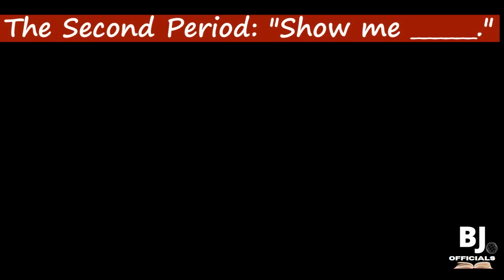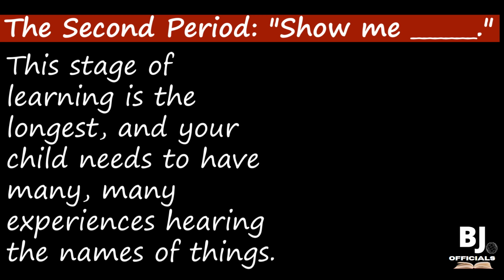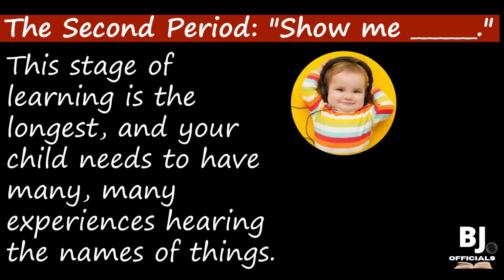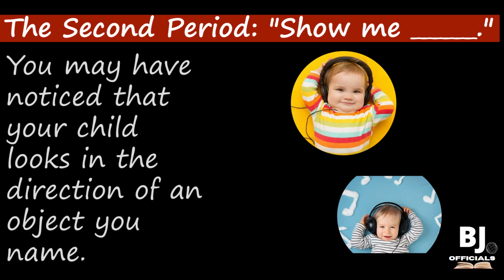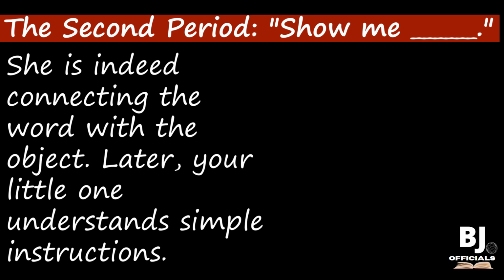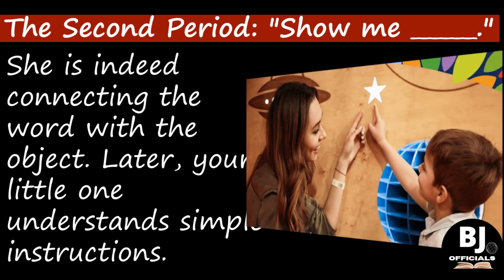The second period is show me. This stage of learning is the longest, and your child needs to have many experiences hearing the names of things. You may have noticed that your child looks in the direction of an object you name. She is indeed connecting the word with the object. Later, your little one understands simple instructions.